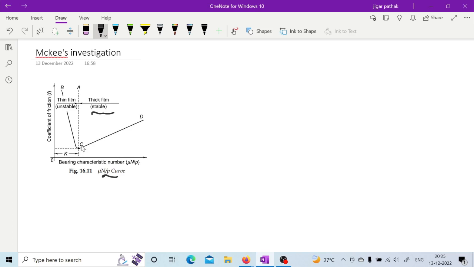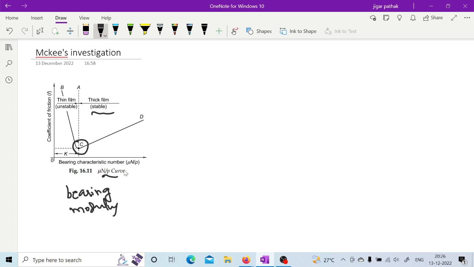So the AC line is the transition line between thin film and thick film lubrication. So what is this C? Point C. At point C, this particular bearing characteristic number mu n by P is considered as the bearing modulus. Bearing modulus.